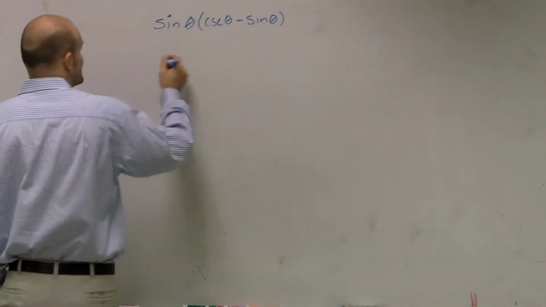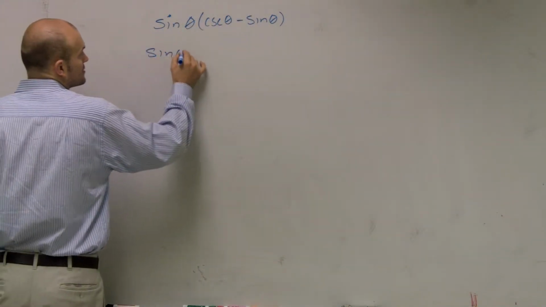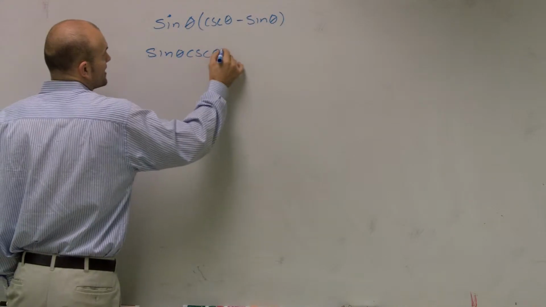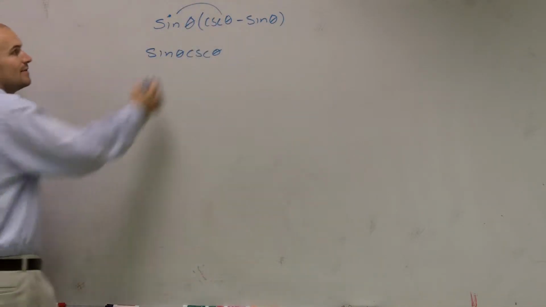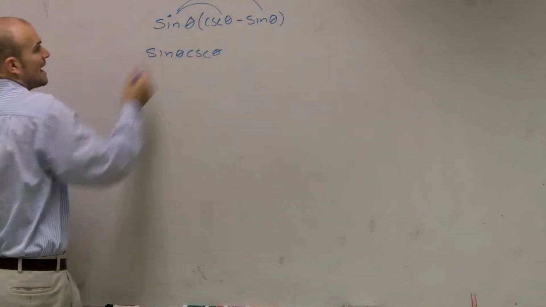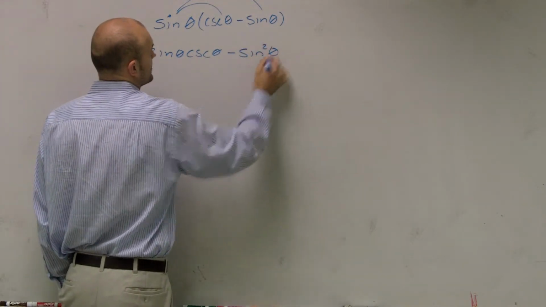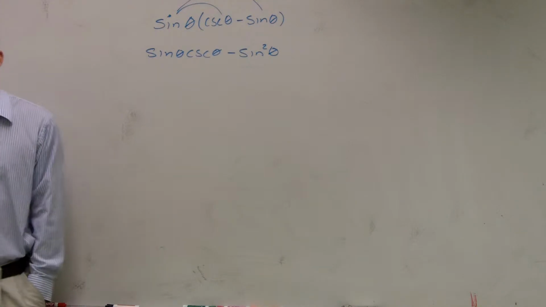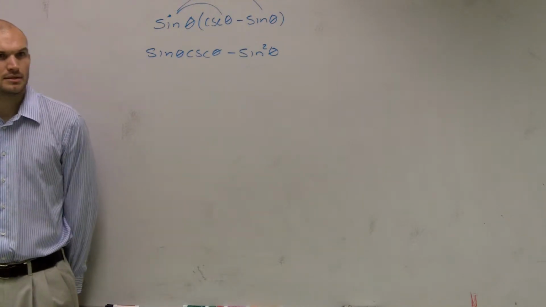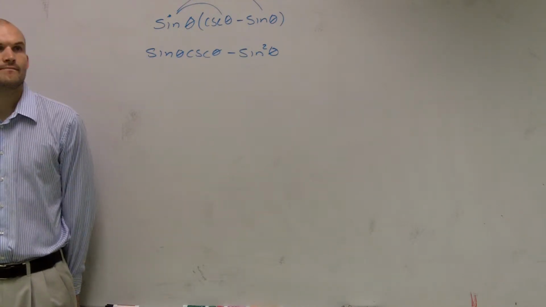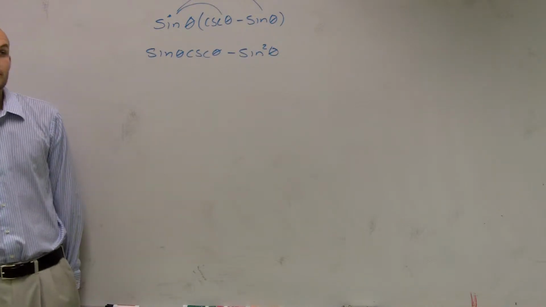So I have sine times cosecant. So sine theta times cosecant theta, right? Then we have to use our distributive property. Sine times a negative sine is going to give me a negative sine squared theta. Everybody see? Understand what I did? So all I did was just distributive property.